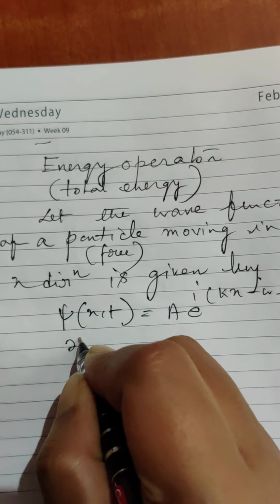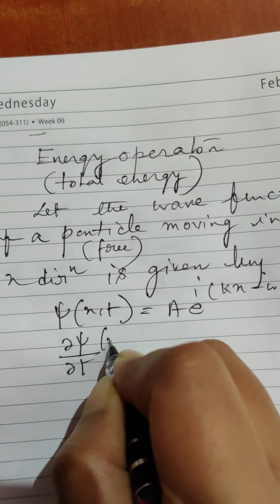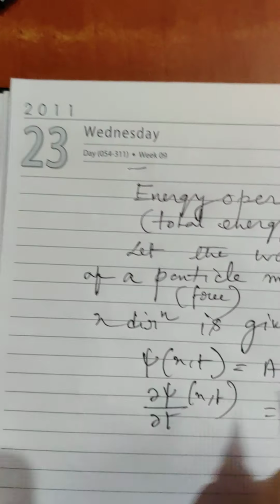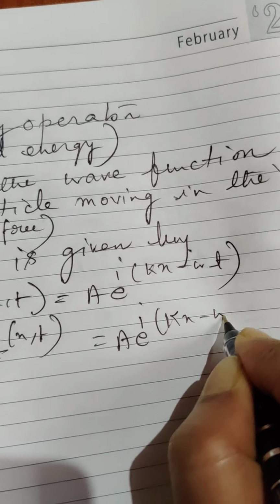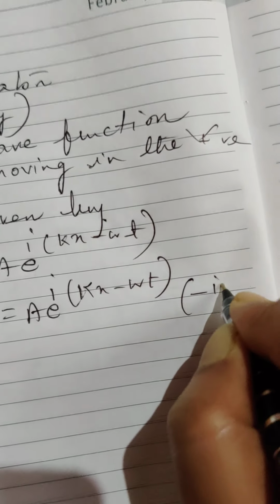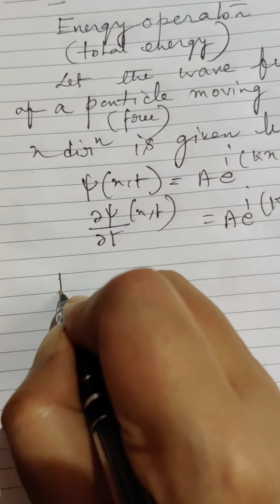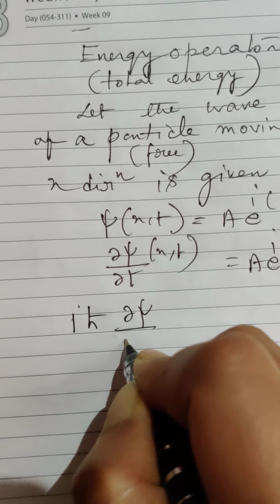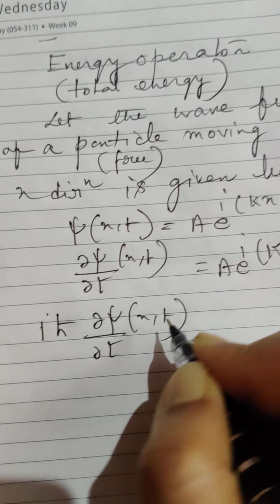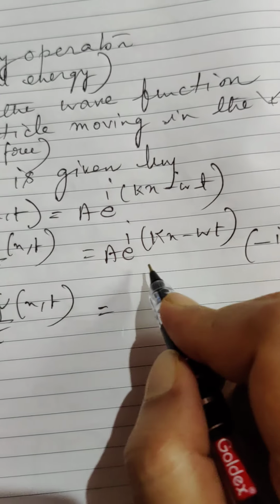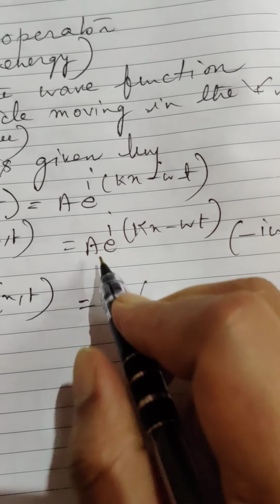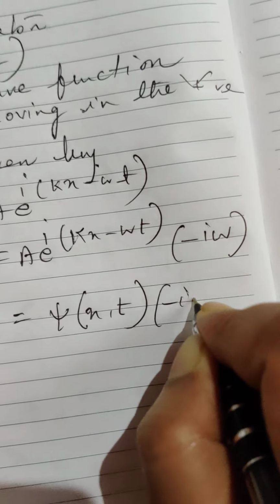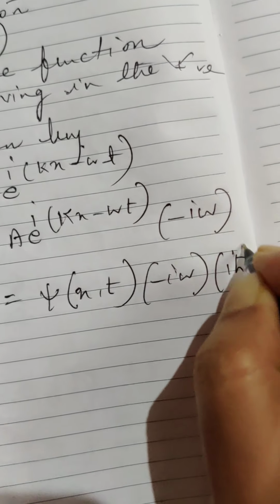Now differentiating psi with respect to t, we get A e^(i(kx - ωt)) into minus iω. Now multiplying both sides by iħ, ∂psi/∂t. ħ means h by 2π. What is this value? This is equal to psi, A e^(i(kx - ωt)), that is equal to psi(x,t) into minus iω into iħ.